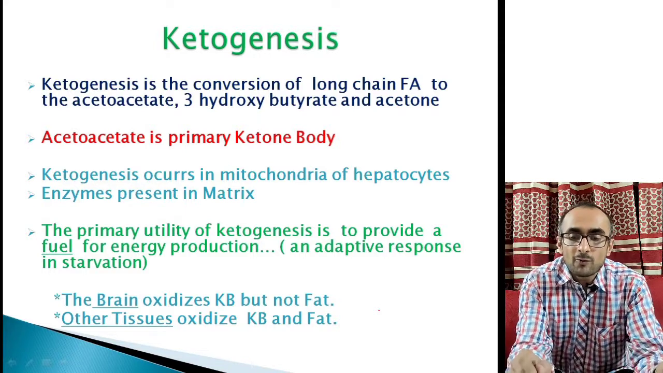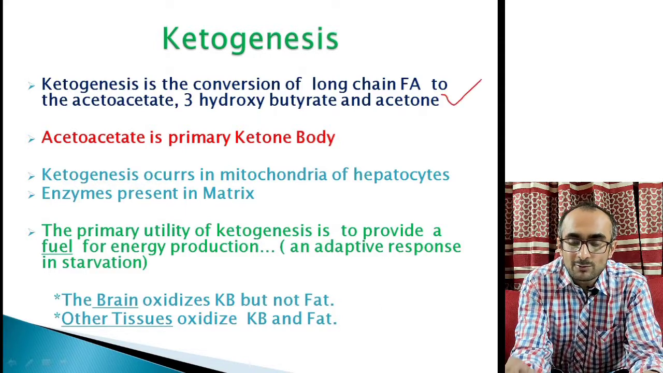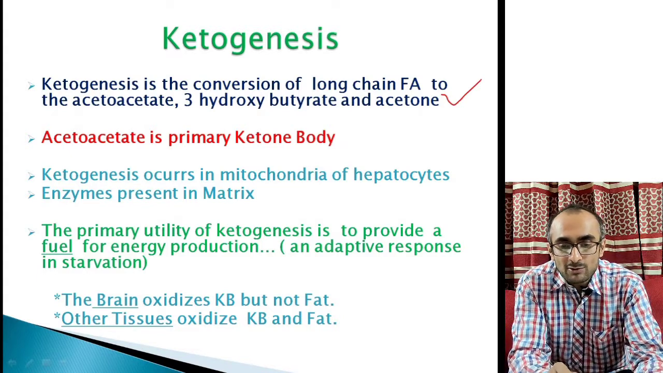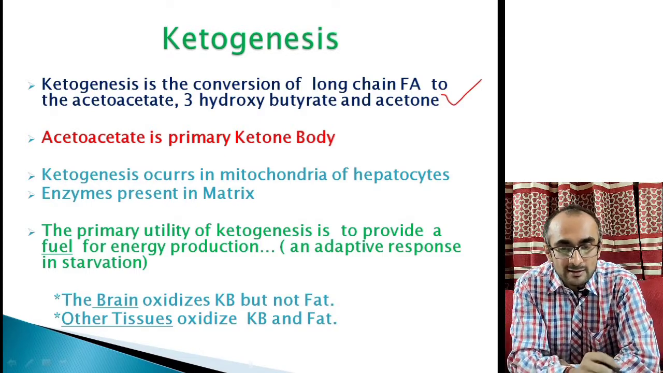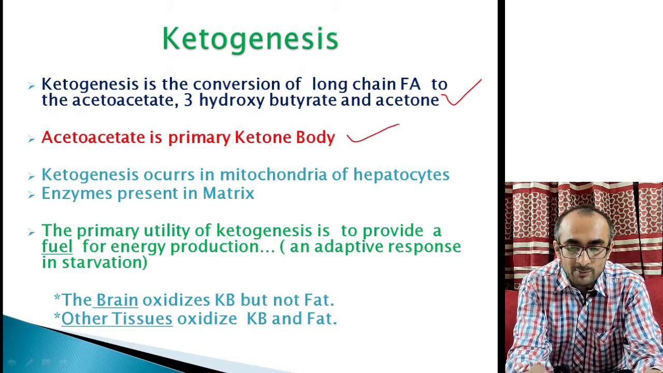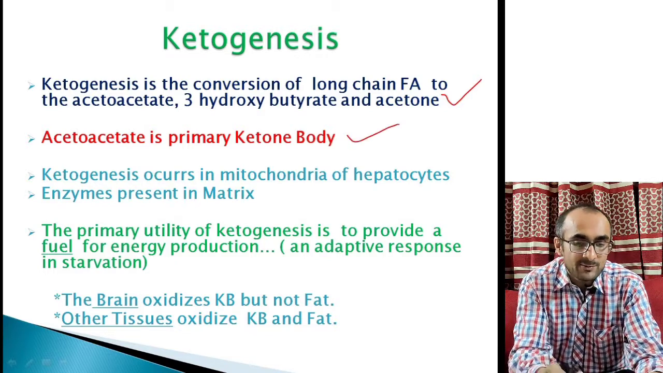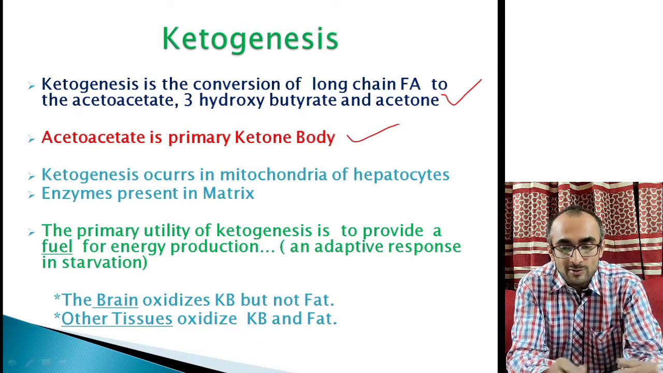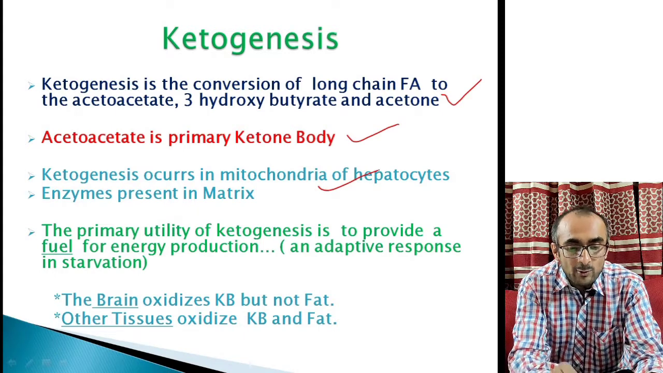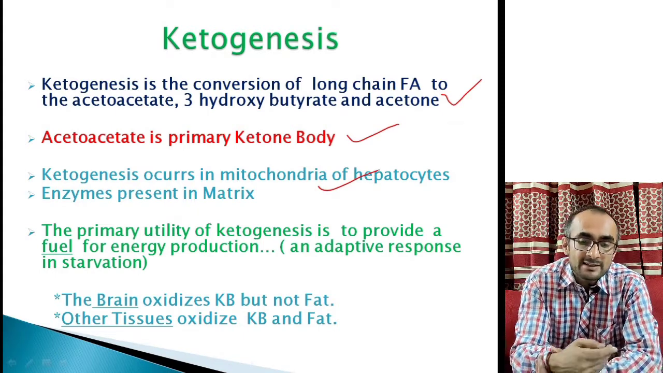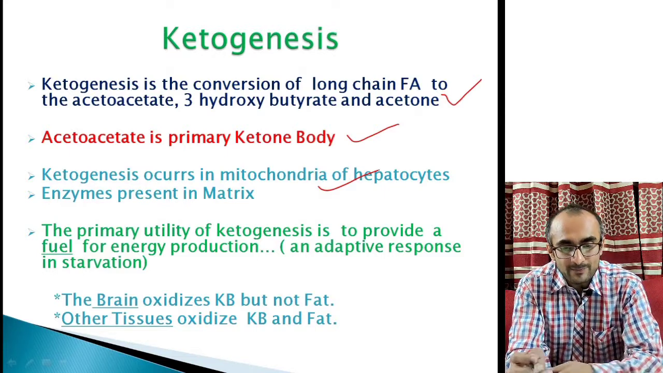Ketogenesis is the conversion of long chain fatty acid to 3 ketone bodies called acetoacetate, hydroxybutyrate and acetone. This process occurs in hepatocytes. Acetoacetate is a primary ketone body; the other two are synthesized from acetoacetate only. Ketogenesis occurs in the mitochondrial matrix of the liver cell, and all the enzymes responsible for ketone body formation are present in the matrix of mitochondria.